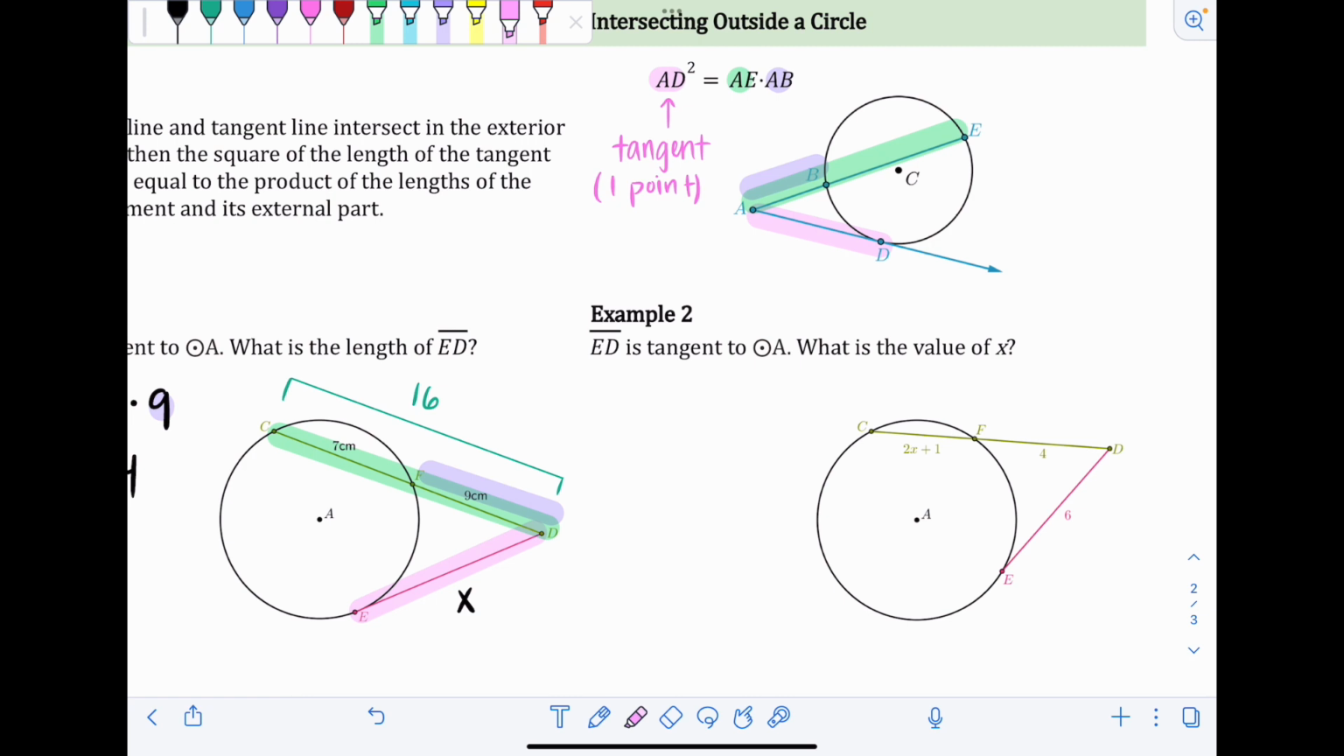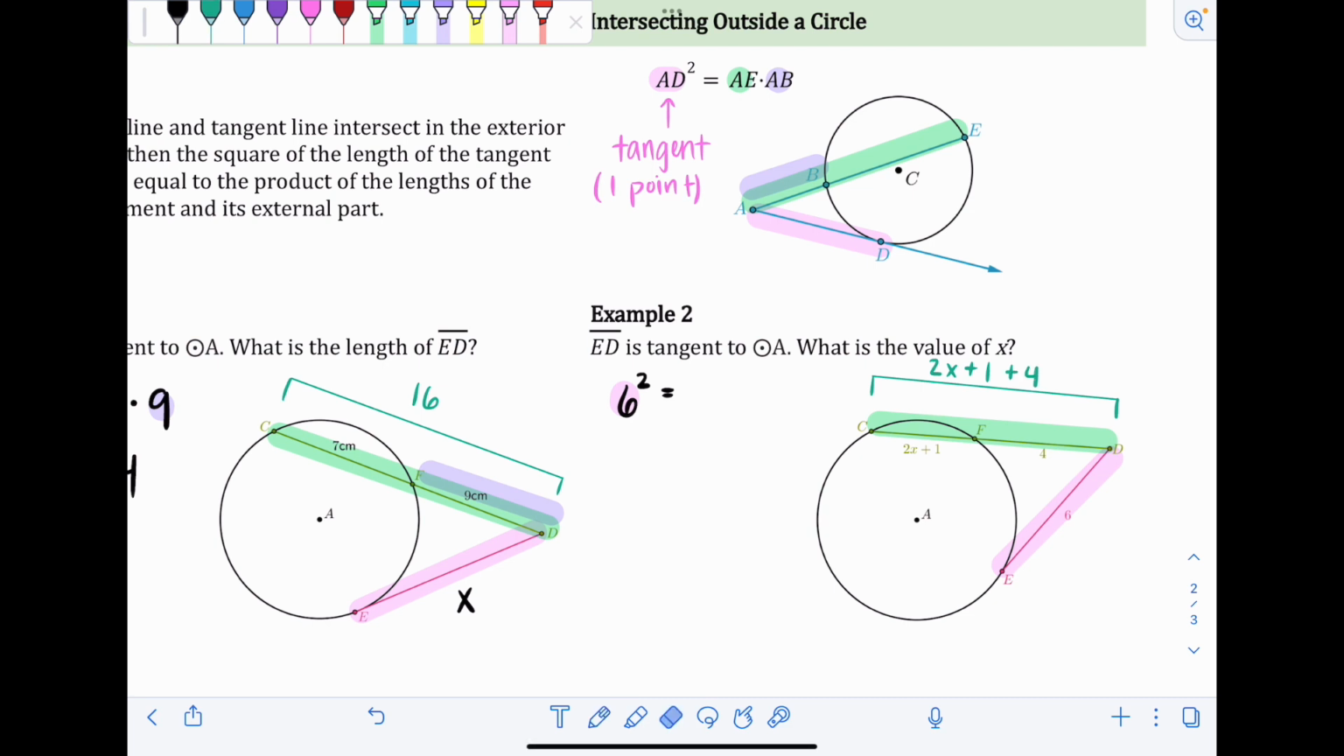Okay, so that formula tells us we have to take the tangent segment, which is the one that just hits the circle at one point, and we square it. So that would be 6 squared. And then we set that equal to the entire length of the secant segment. So the entire length is all the way from D to C. So from D to C, it would be 2x plus 1. That's the first part. And then plus 4.